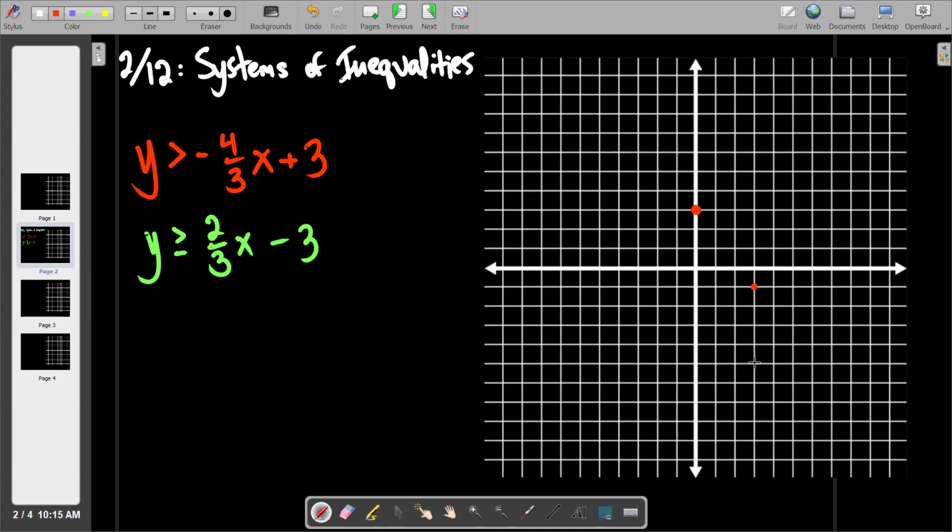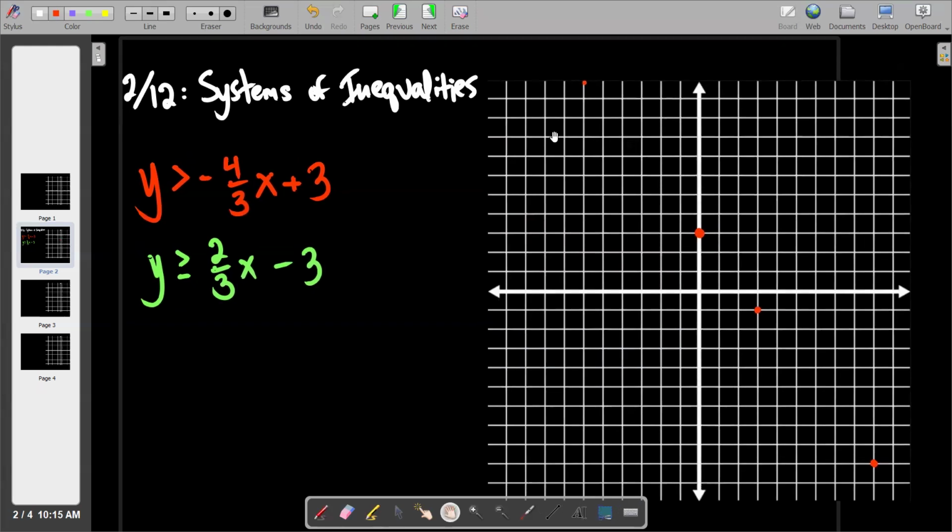1, 2, 3, 4. 2, 3. 1, 2, 3, 4. 1, 2, 3. Make sure you have points far apart. 2, 3, 4. Oops. I think it's right there. Let me see if I can just move this. There we go. All right. Are we going to make a solid line or a dotted line?